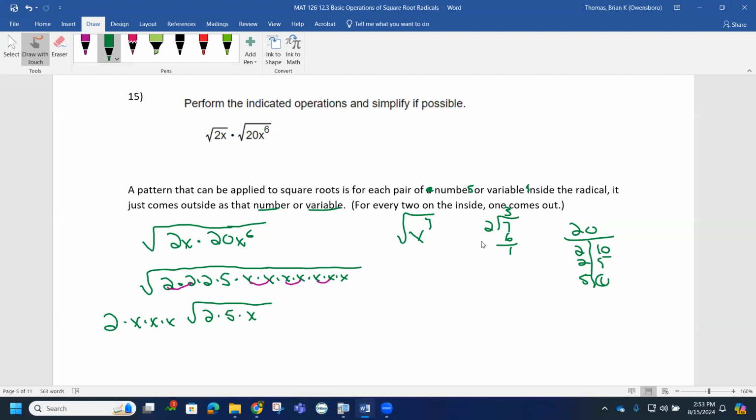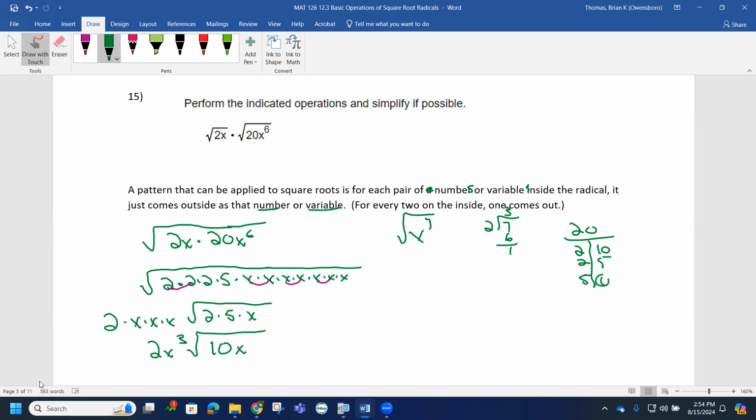You could actually write that as x to the 7th if you wanted to, and see it as division that way, because grouping is kind of like division. So anyway, for every pair, we bring out 1. So this is going to turn into 2x cubed on the outside, and then 10x on the inside. So 2x cubed times the square root of 10x would be the simplified version of that.